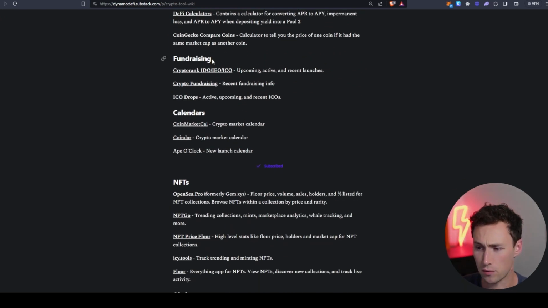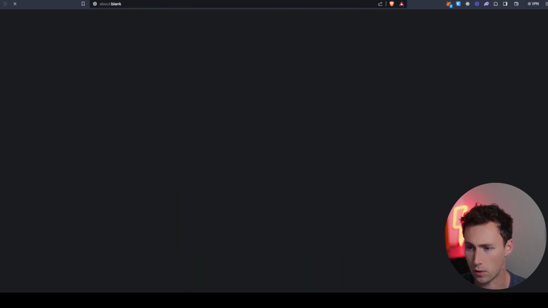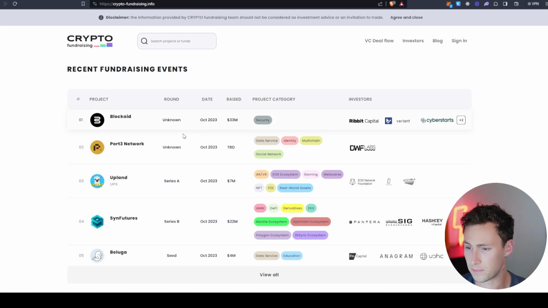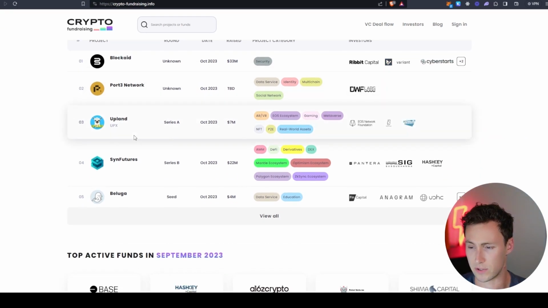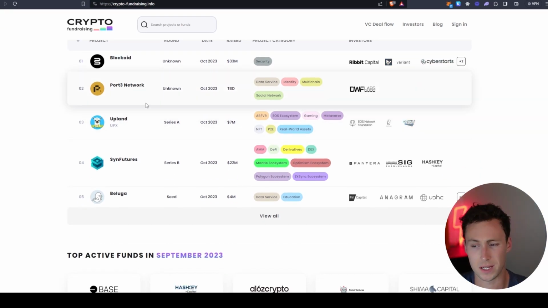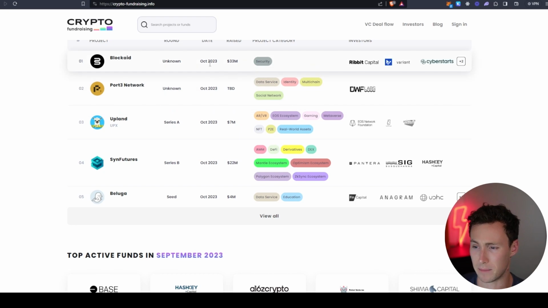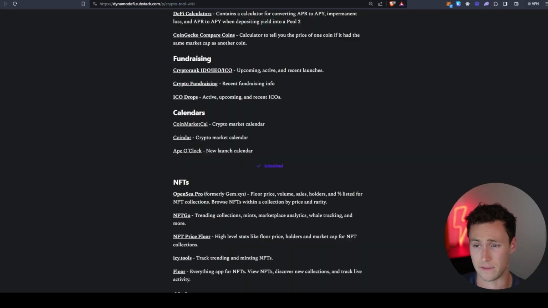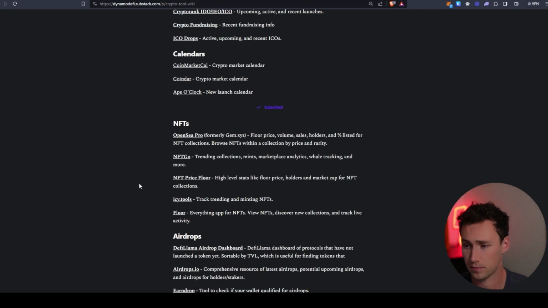Next section is going to be fundraisers. These, for example, track things like recent fundraising info. If we go to this, then we can see recent crypto projects that raised money. Not all of these are going to have action that you can take on them, but sometimes you might look at some of these projects, see that they had a major investor, and start monitoring them for when or if they launch a token in the future.